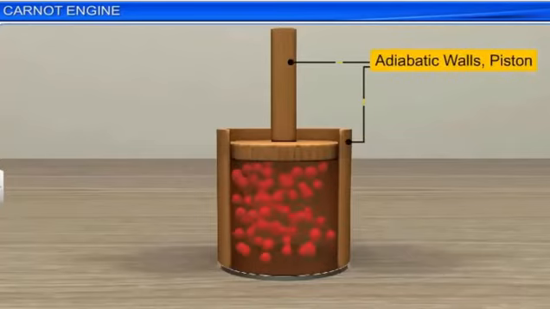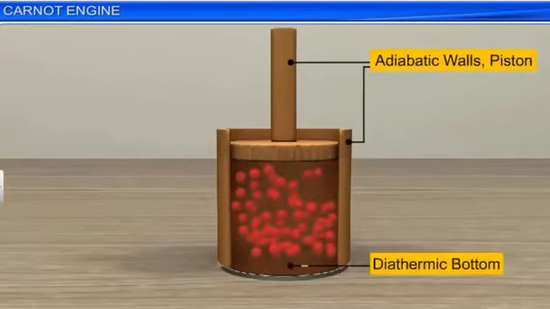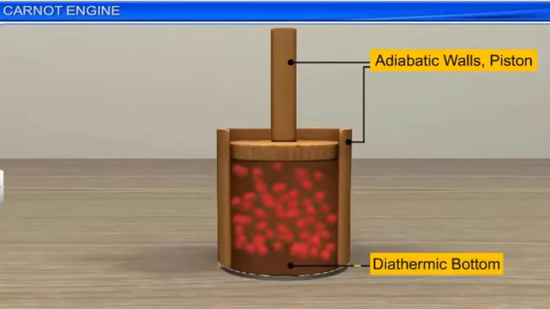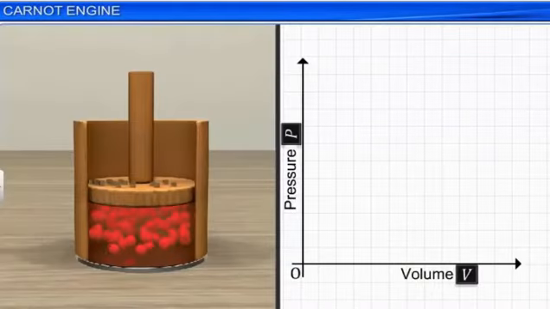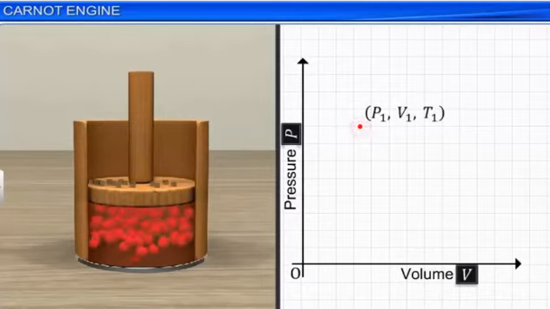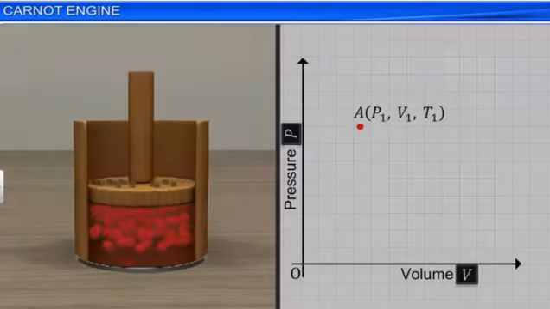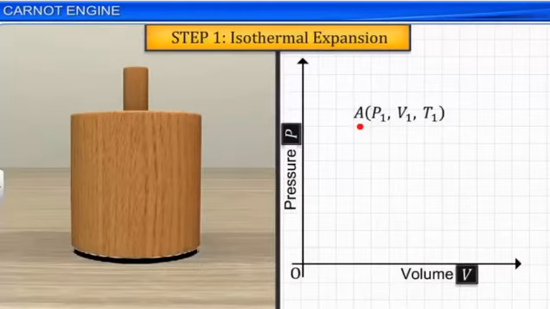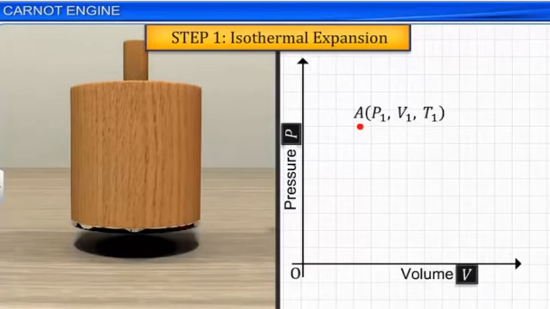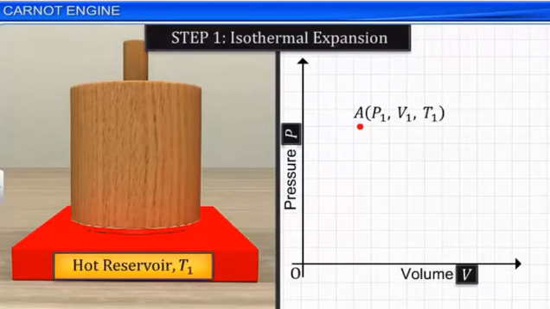Assume that the initial state of the system is P1, V1, T1 and is identified by point A in the PV diagram. Note that the gas is in a compressed state because of some tiny weights on the piston. In the first step, place the container on a hot reservoir which is at a constant temperature T1, and slowly remove some of the tiny weights one after the other and allow the gas to expand isothermally.